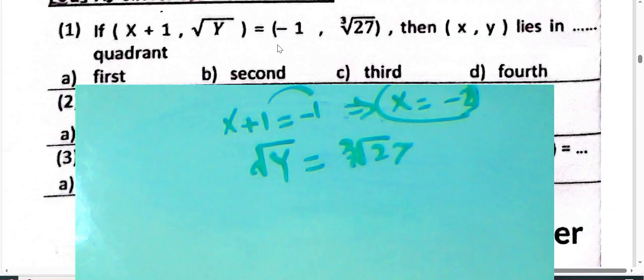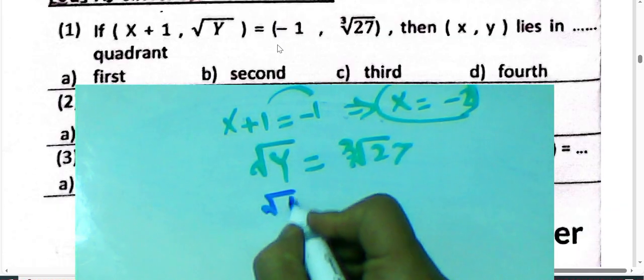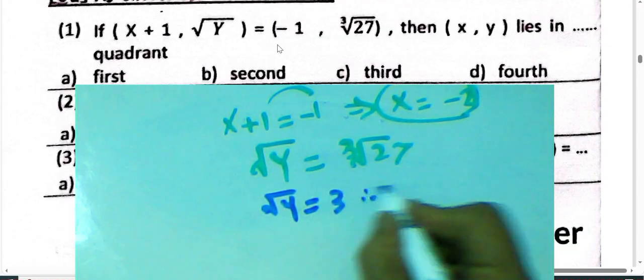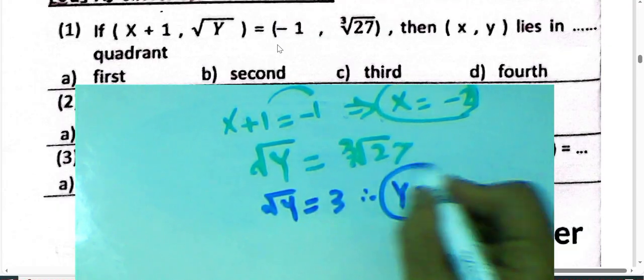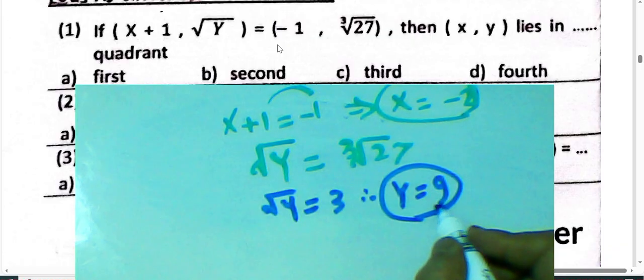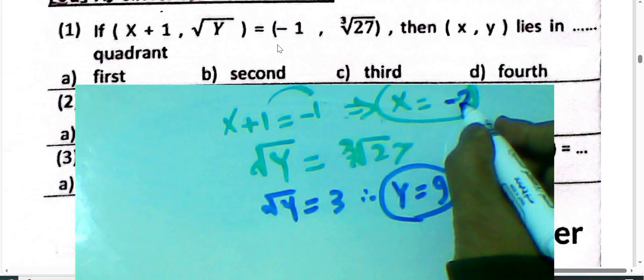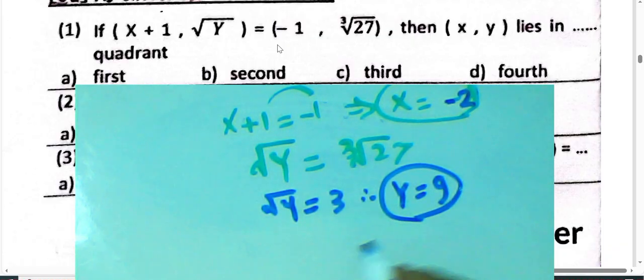Understood? Look at here. Then square root of y, cubic root of 27 equals 3. Then the value of y equals 9, because square root of 9 equals 3. Y equals 9 and x equals negative 2. Then we can write the order of x and y. It will be (negative 2, 9).